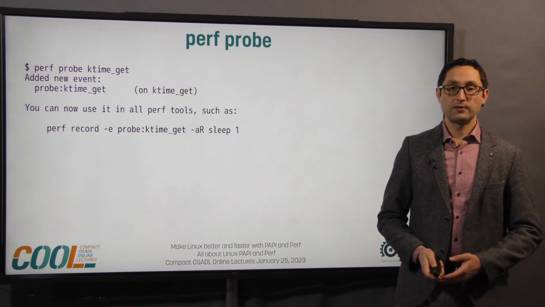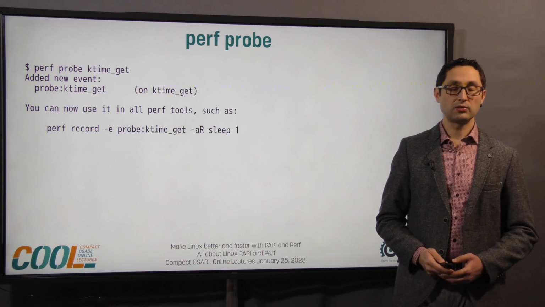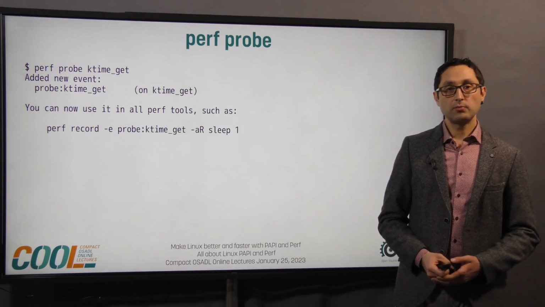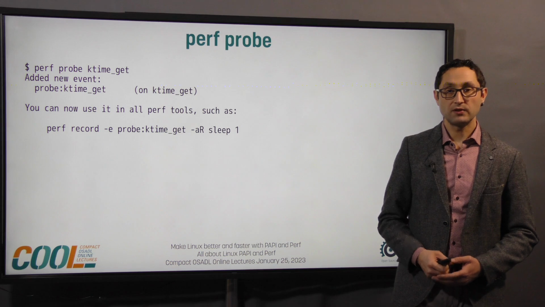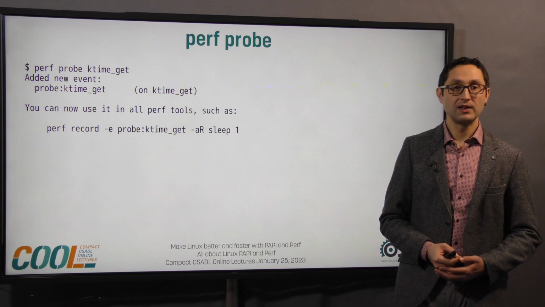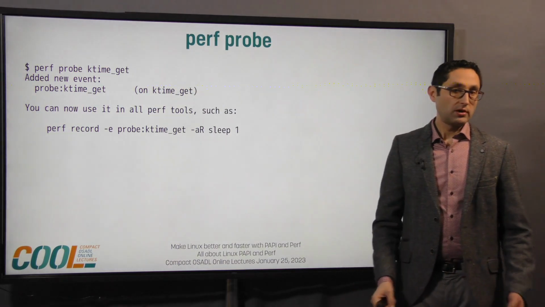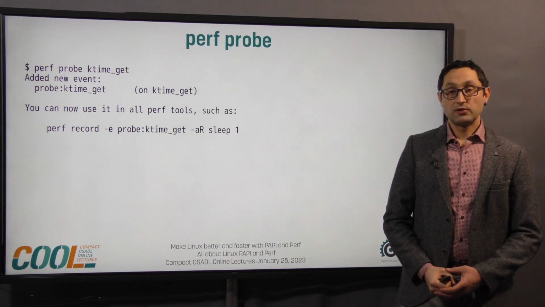So for that purpose, you need the ability to add custom events to the kernel. And this is done with the perf probe command. Once again, remember that to have this available, you need to build perf with libelf. You can actually add a probe at mostly any point in the kernel. And the syntax is fairly easy.